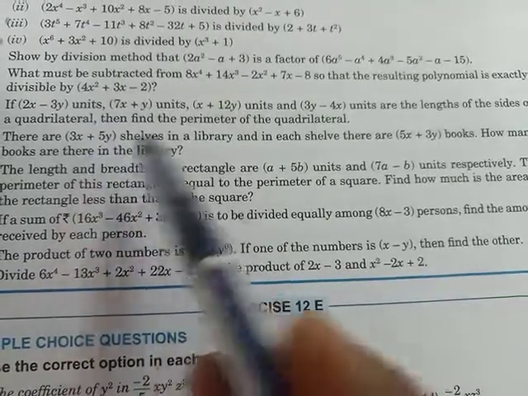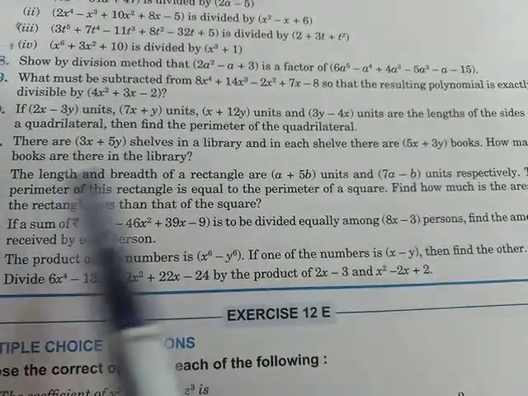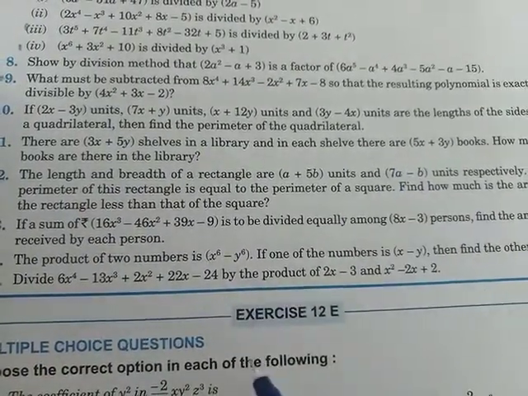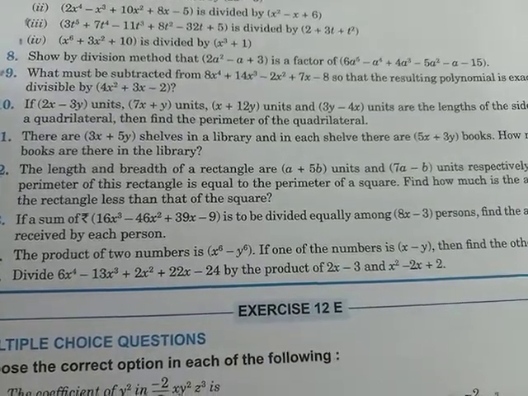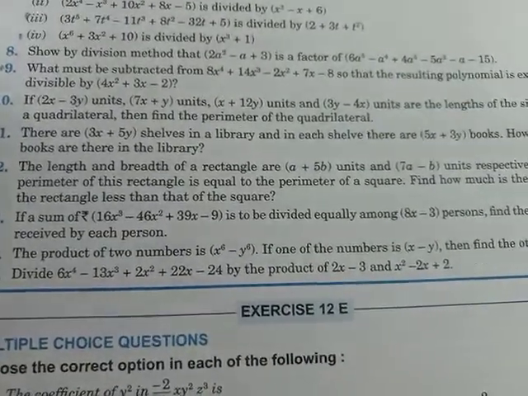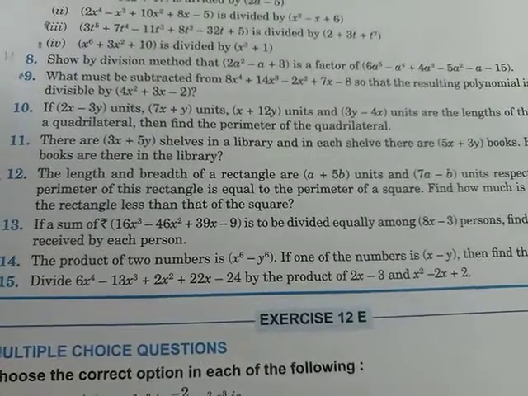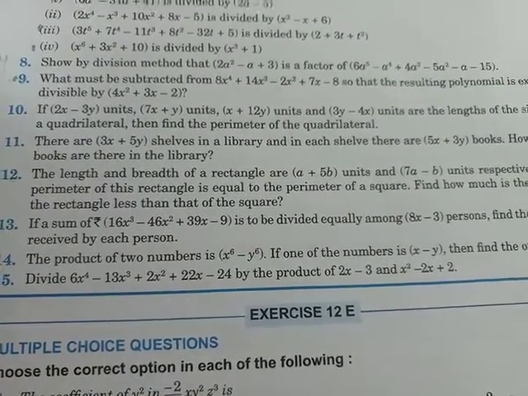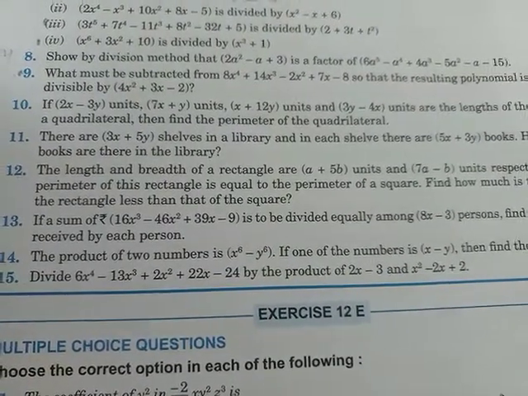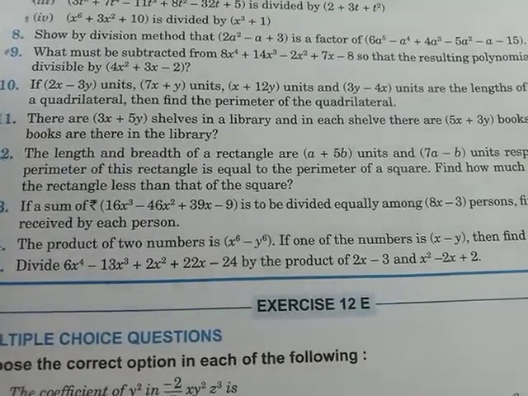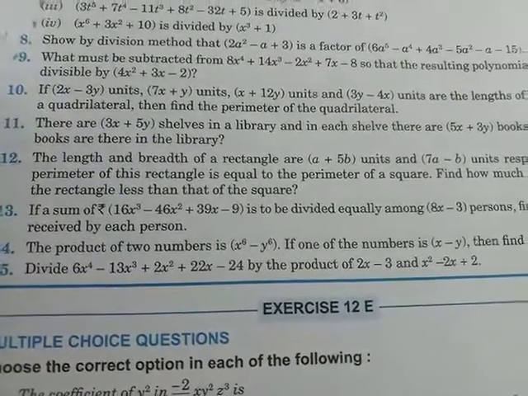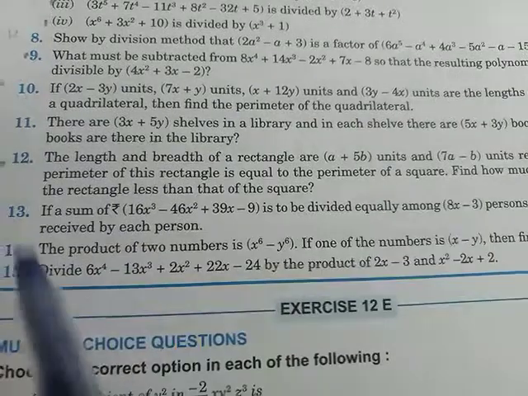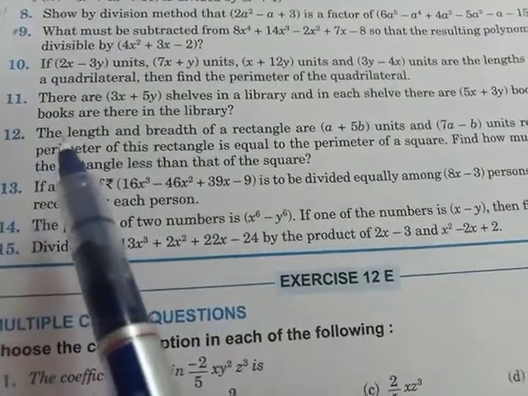So when you will put these two expressions and you will multiply, then you will get the total number of books in the library. So do write the formula. Total number of books is equal to number of shelves into number of books in each shelf. Then substitute the value and then find the product. Then I come to question number 12.